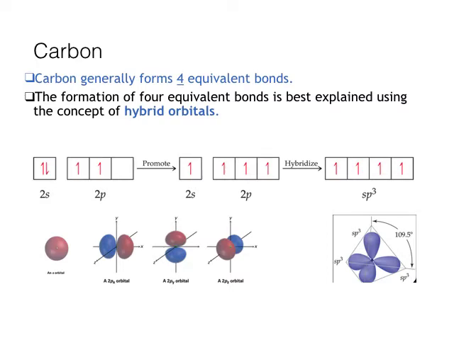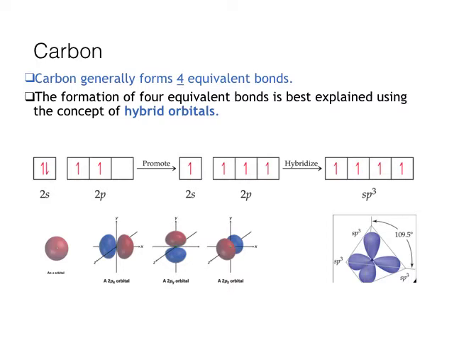So we look at the valence shell of carbon. We have 2s2 and 2p2. Notice that at the 2p orbital, there is a vacant orbital. So we can promote one electron from the s orbital to the vacant p orbital. So if we can do that, we will have one s orbital and three p orbitals.